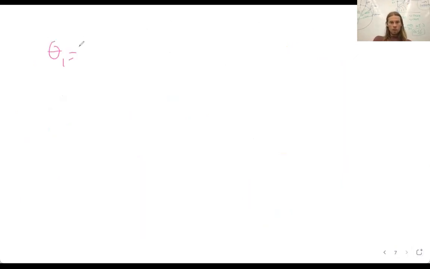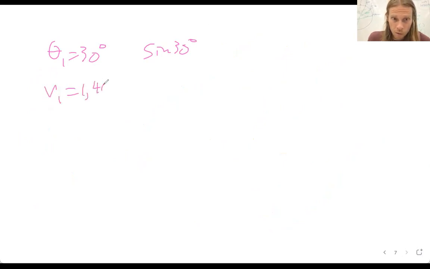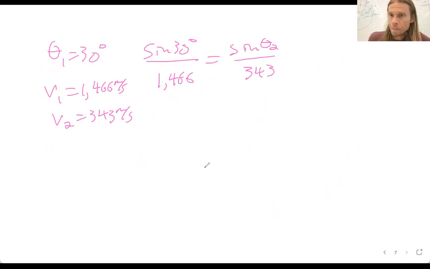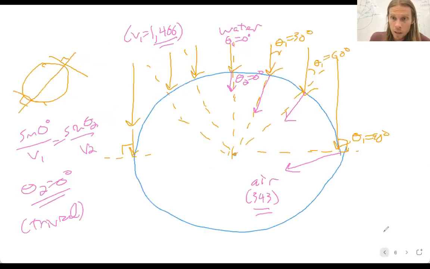So if theta 1 is 30 degrees, then we set it up like this. Sine of 30 degrees over V1, that's V1 is water, careful. V2 is air, 343. Sine of 30 over 1466 equals sine of theta 2 over 343. Careful that you have theta 1 lined up with V1 from the picture. Take a look at the picture. Theta 1 is 30. V1 is where it's coming from. That's water. Velocity of water, theta 1.